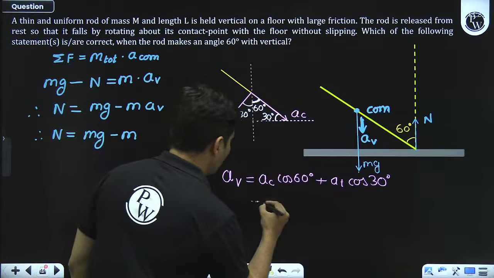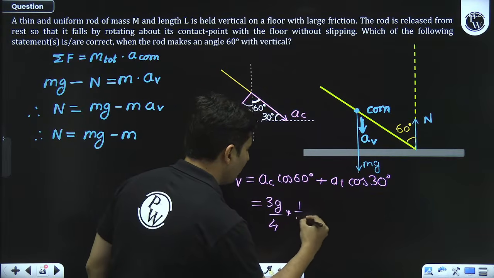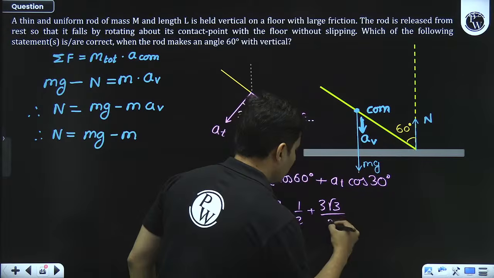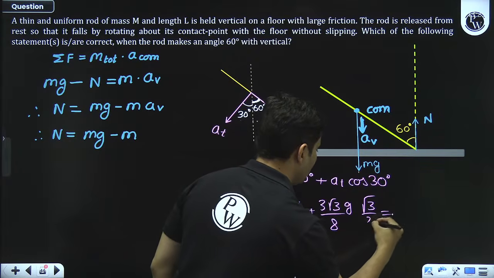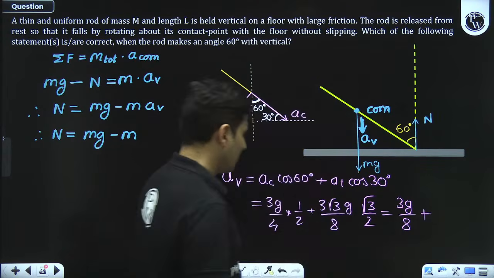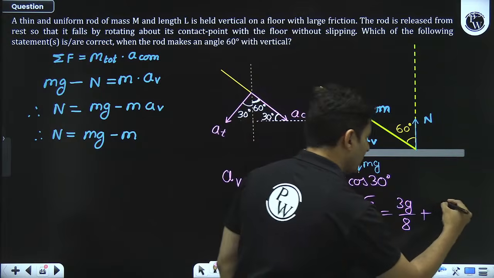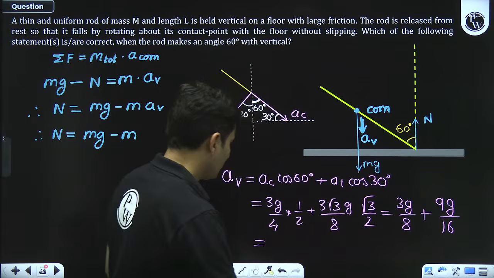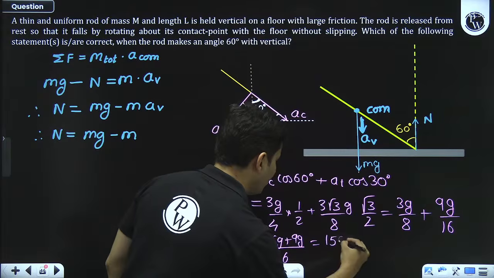Okay, so let's substitute. What is AC? AC is 3g by 4. Cos 60 is half, plus AT, which is 3 root 3 g by 8. Cos 30 is root 3 by 2. Okay, let's see what we get. This will become 3g by 8 plus 3 root 3 into root 3 by 16, root 3 times root 3 is 3, so 9g by 16. Perfect. If I take the LCM 16, 3g by 8 will become 6g by 16, so 6g plus 9g is 15g by 16.